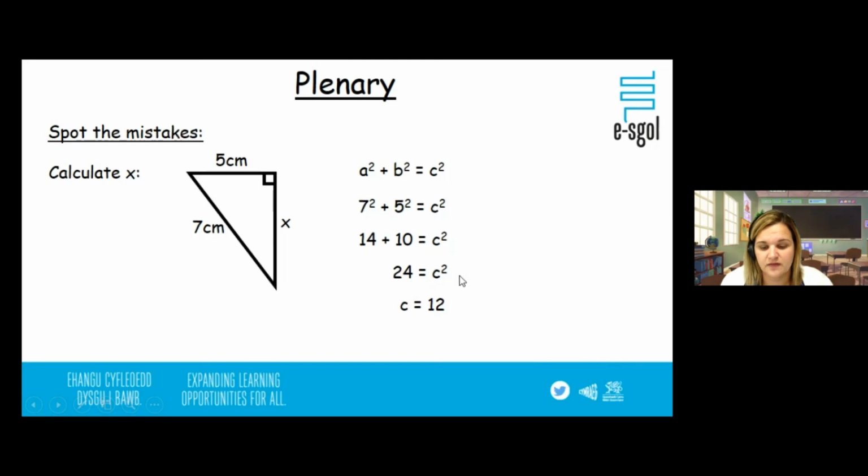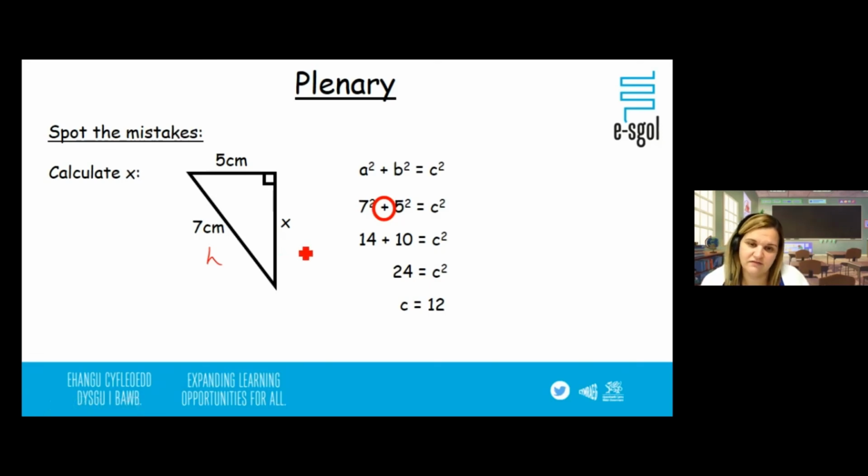Okay, so the first one was, if we think about labelling this triangle, your hypotenuse is your 7, it's opposite the right angle. So that should be the side that is on its own. So this question is not going to be an add question. So there is a mistake here. That should be a subtract.